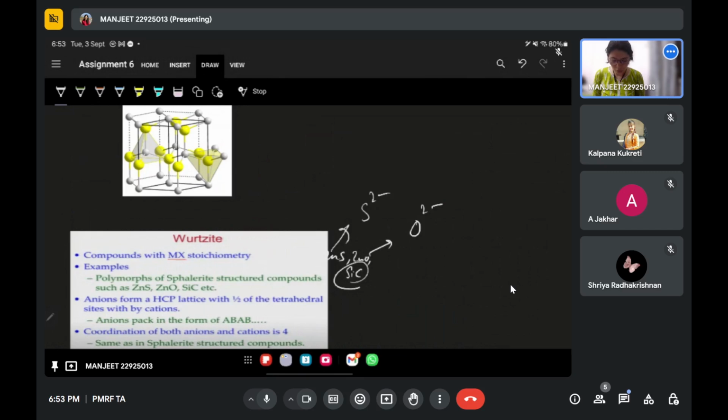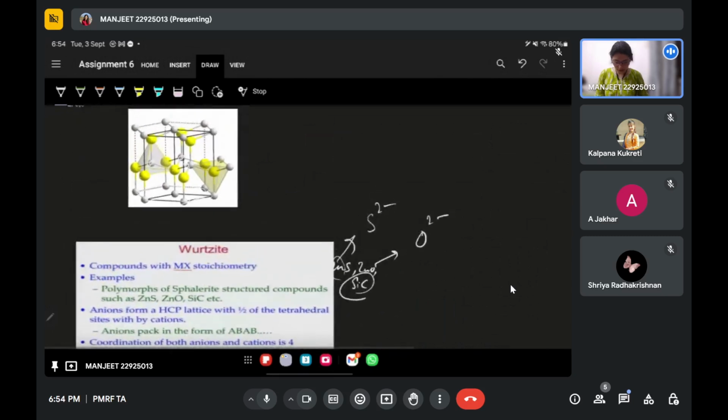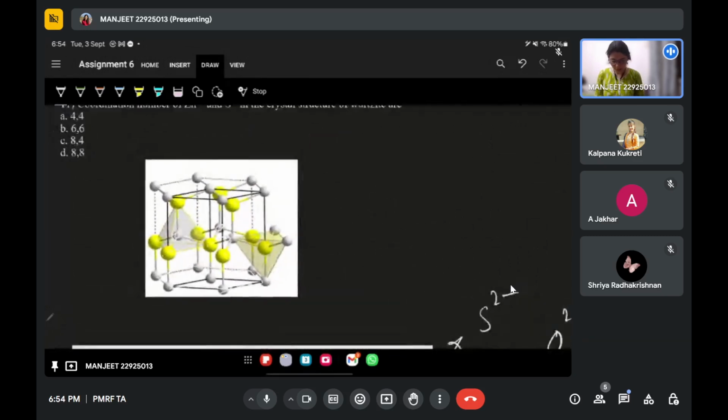You can see from here all these anions are at the corner of the hexagonal one, there is a plane at the center, and also at the bottom layer of the hexagonal. So they are making the HCP lattice with half of the tetrahedral sites filled by the cations, because the Zn is your cation. So the anions are packed in the form of ABAB.